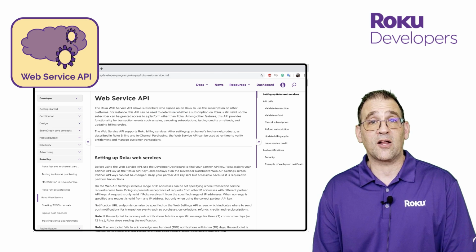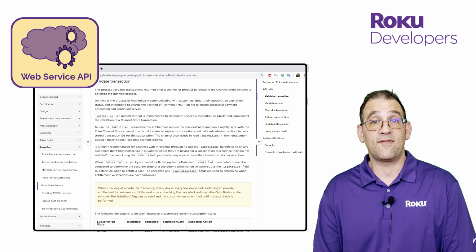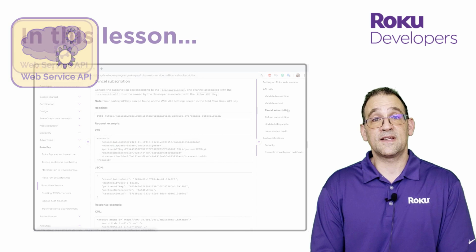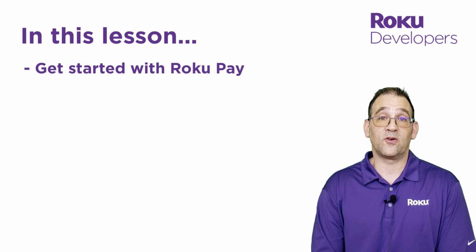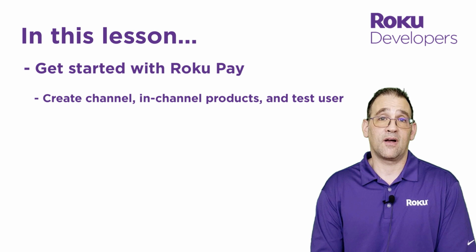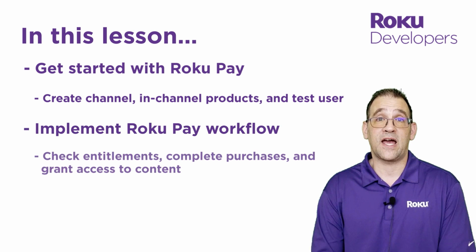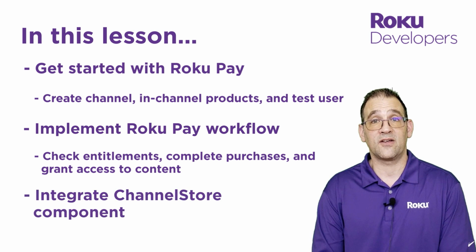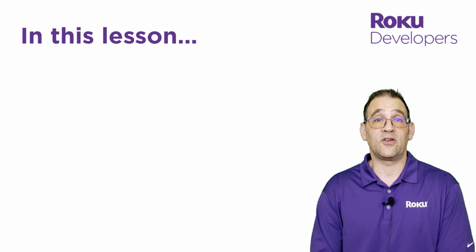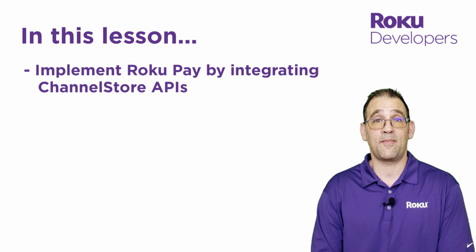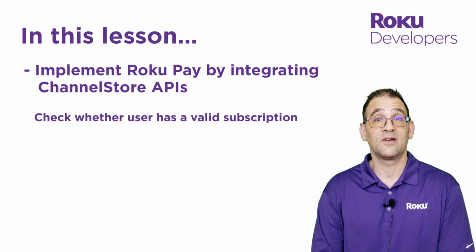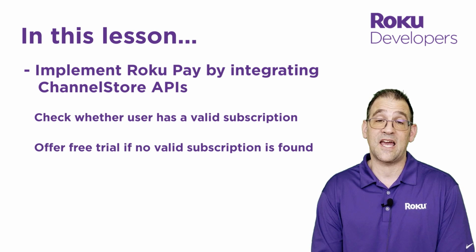In addition, Roku Pay includes a RESTful API that you can integrate into your backend system for validating, refunding, and canceling subscriptions. In this lesson, you'll learn how to get started with Roku Pay, including how to create a channel, in-channel products, and test users who can make in-channel purchases free of charge for testing purposes. Implement the Roku Pay workflow from checking entitlements to completing purchases and granting access to content, and integrate the ChannelStore component. We'll update the channel using the ChannelStore API so that pressing the play button checks whether you're entitled to the content in the channel, and then offering a free trial subscription in case you're not.